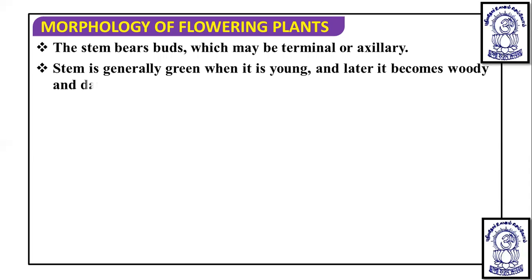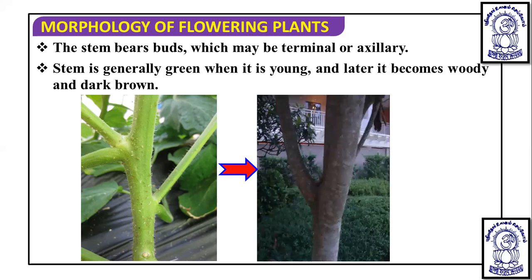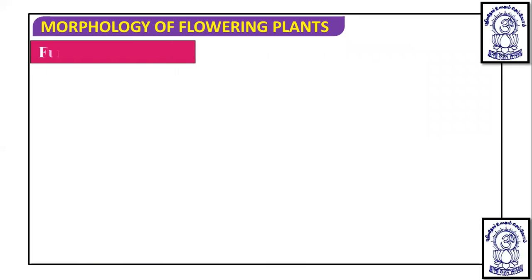The stem, when young, is generally green due to the presence of chlorophyll, and when secondary growth occurs and it thickens, later on it becomes woody and looks dark brown. So this is a young stem, looking green, and this is the old stem, looking woody and dark brown. This conversion occurs according to the time period of its lifespan.